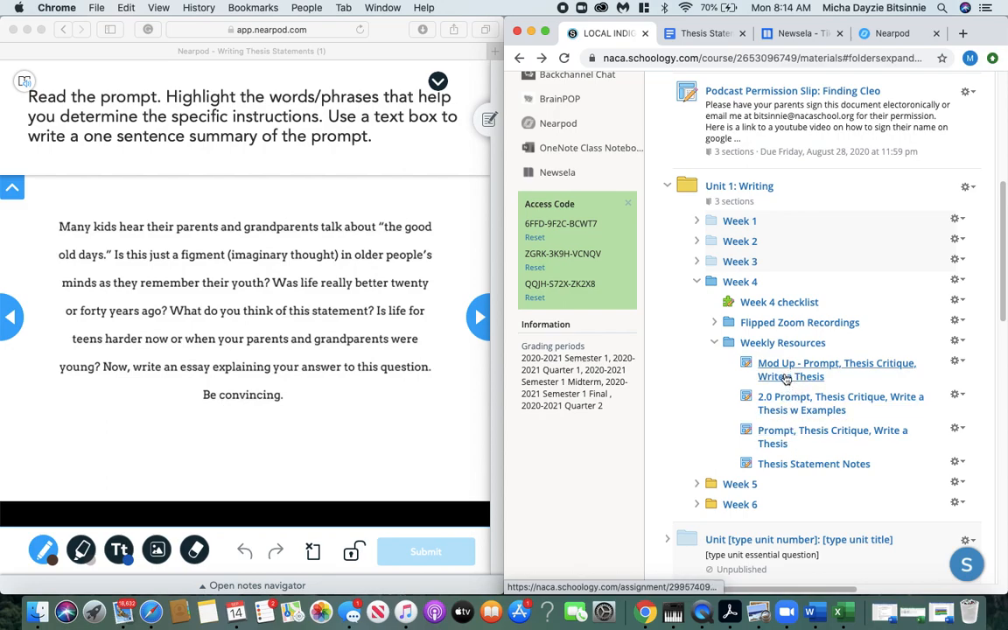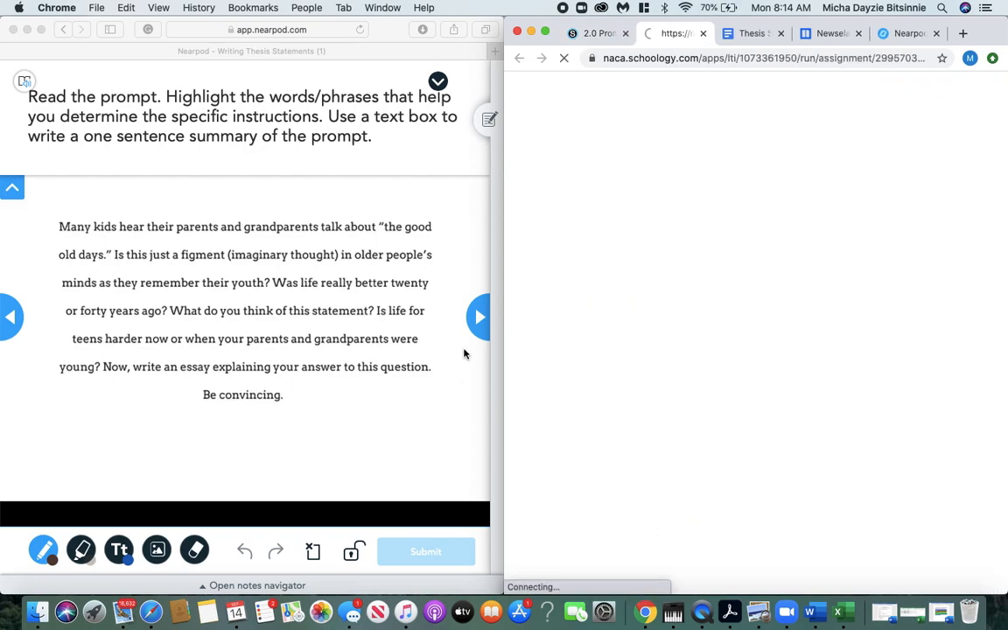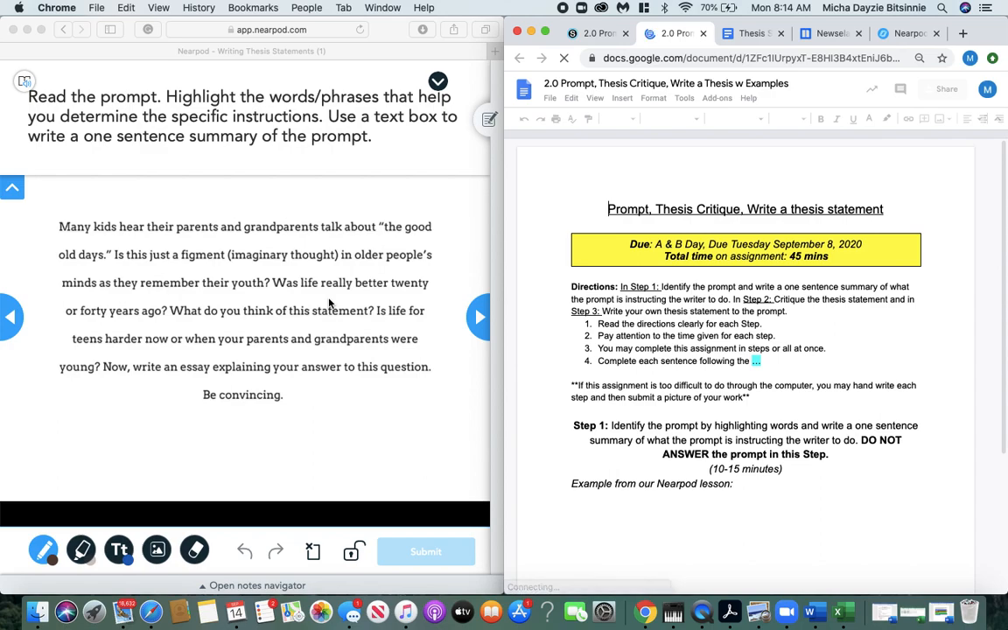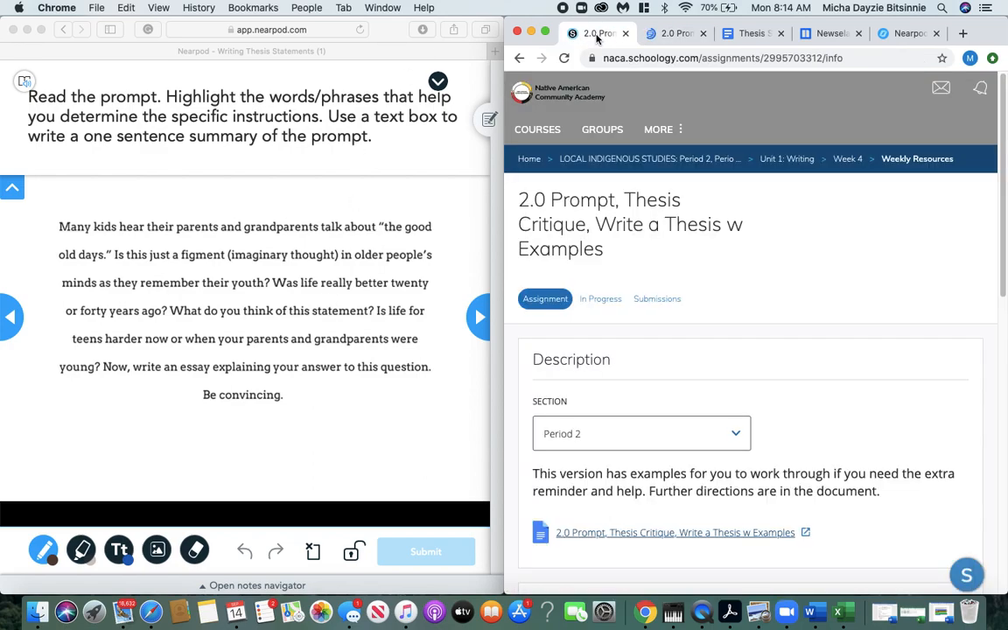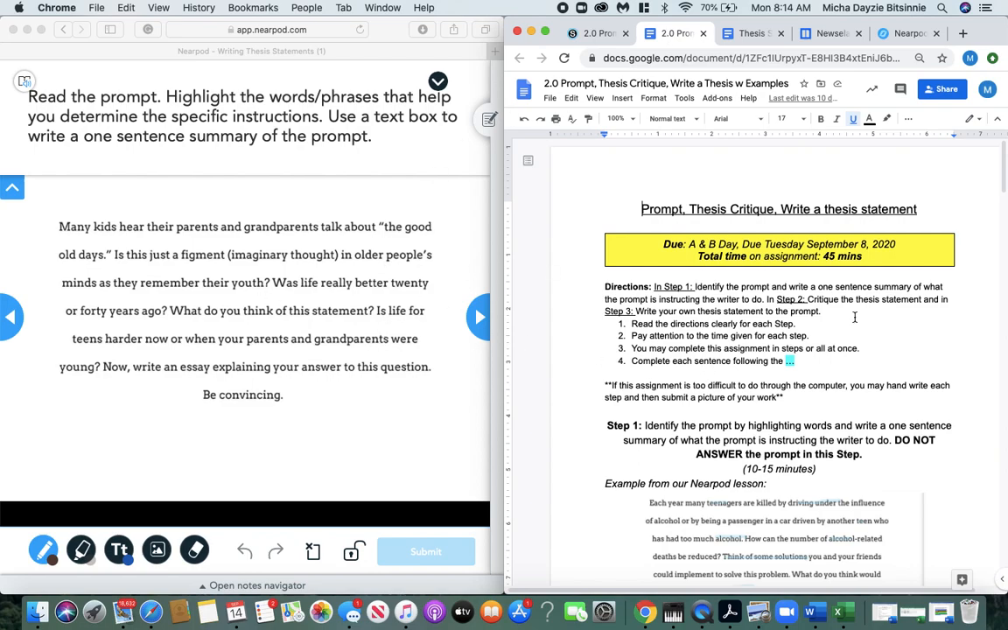As I'm the teacher, I have various examples. But let me go to this 2.0 prompt thesis and critique. Okay, this is your assignment for week 3, sorry, week 4, for those of you who haven't completed this.